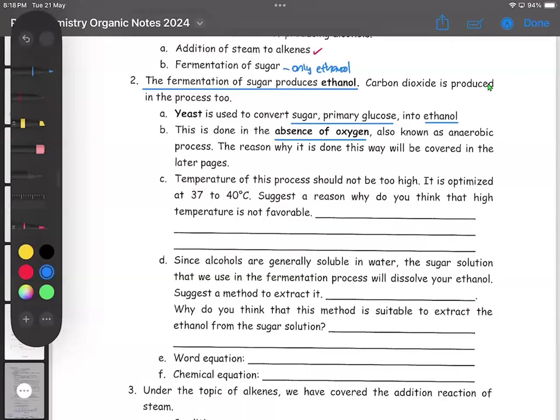So why the absence of oxygen? After we look at the reactions of alcohol, we'll take a look at why absence is needed. And the temperature also shouldn't be too high, optimal at 37 to 40 degrees. Now, whenever we see this 37 to 40 degree optimal temperature, it tells you something about the reaction. Can you hear me? Why specifically 37 to 40? What is the significance of this temperature range? What say you?